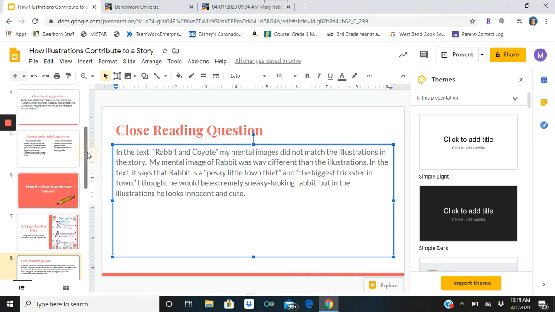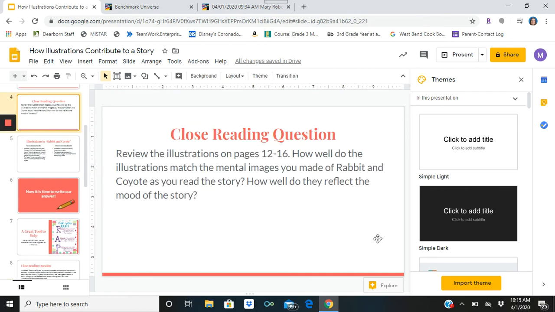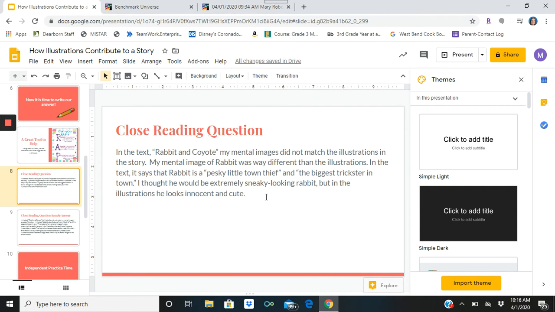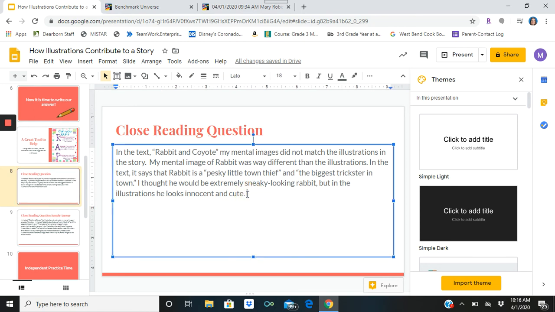Let's look back up at the question. Let's double check. Okay, how well do the illustrations match the mental images of the rabbit and coyote as you read the story? How well do they reflect the mood of the story? So now remember we're doing 2 examples. We've done the example of rabbit, but now we need to talk about the mood of the story, because it's in the question. So I'm going to restate that question again, because remember, I'm going back to that wrap. This is a 2-part question, so you need to do your second part.